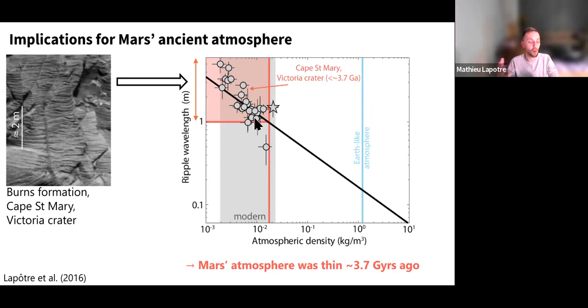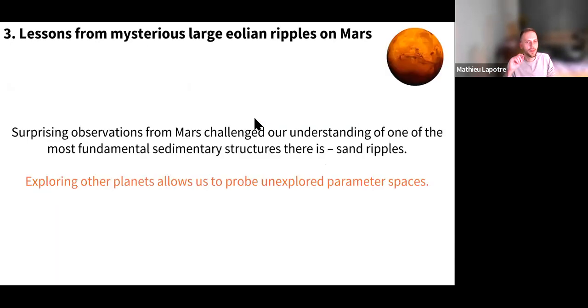Now we know that around that time, or maybe 100 to 200 million years before that, there still was water on Mars. And so this is actually a very interesting observation that really starts telling us about what happened to Mars's early atmosphere and how it disappeared. So this last example was an instance where the surprising observation from Mars actually challenged our understanding of one of the most fundamental sedimentary structures there is. Again, just sand ripples.